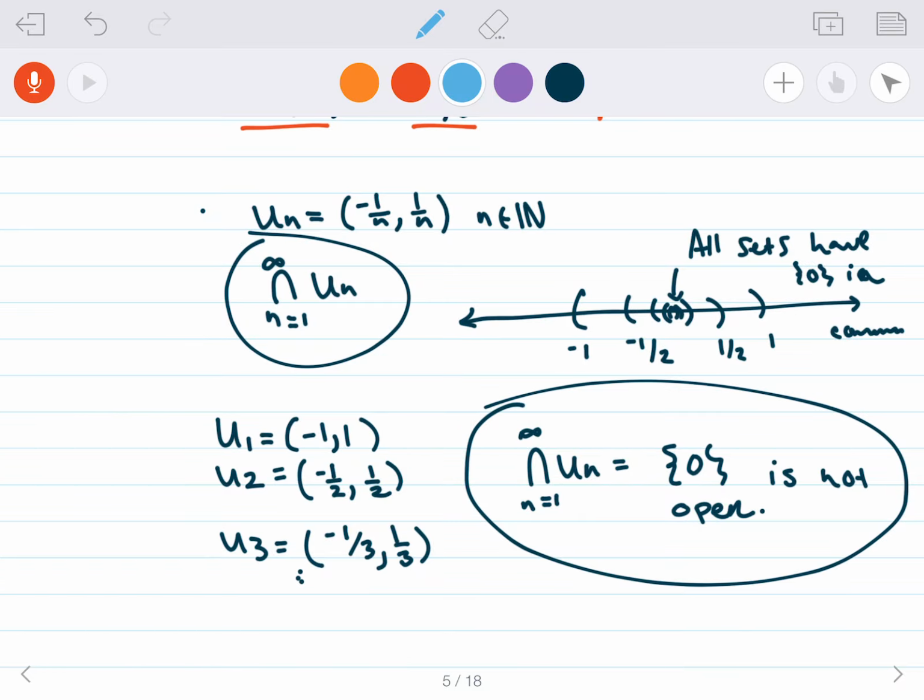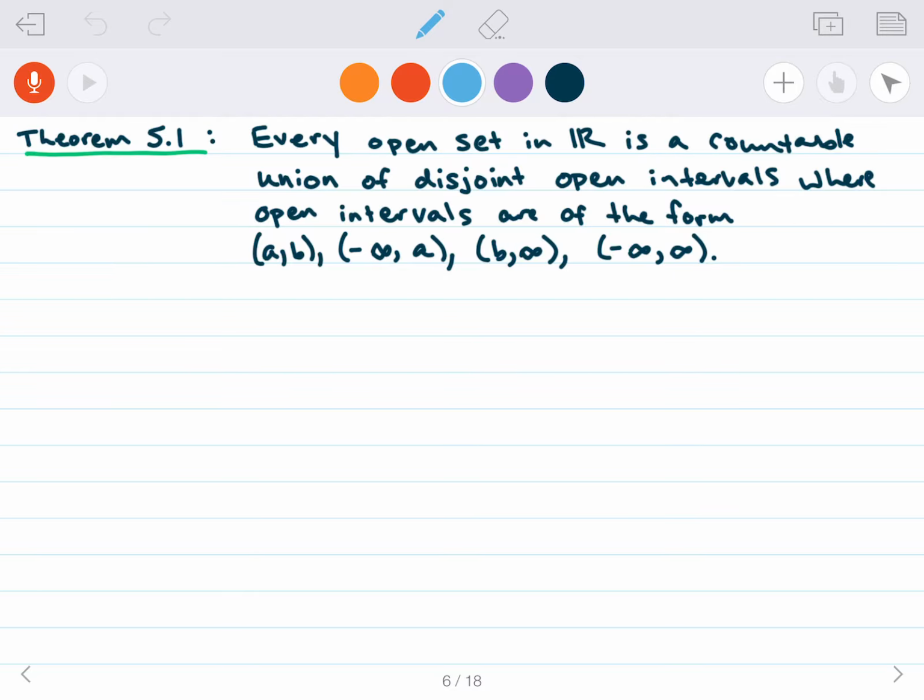Okay, so there's an example. All right, let's look at a theorem. I'm not going to prove it, but I just want to mention it just so we have it in our toolbox here. Every open set in the reals is a countable union of disjoint open intervals, where open intervals are of the forms that we talked about. So for the real numbers itself, we have open intervals from a to b, -infinity to a, and b to infinity.